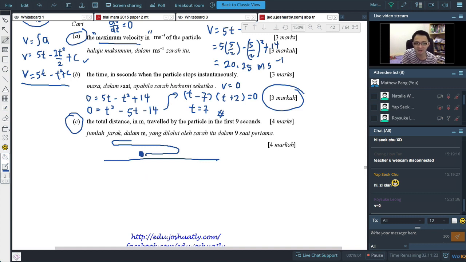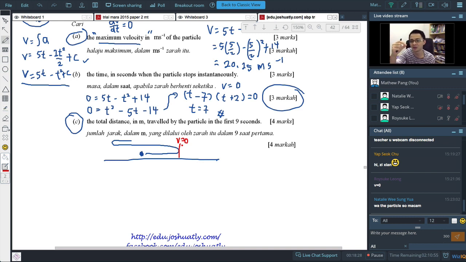Yes, so in order to get the total distance, you will need to understand something here. Whenever the particle wants to make a U-turn, the velocity will be equal to zero. Whenever the particle makes a U-turn over here, velocity will equal zero. That means the particle will need to stop for a while before it makes a U-turn. So if the particle wants to make another U-turn to the left side, or they call it making a loop, velocity will equal zero.